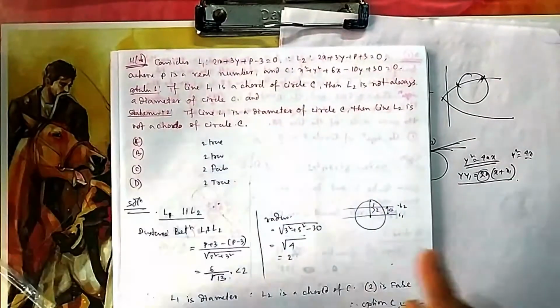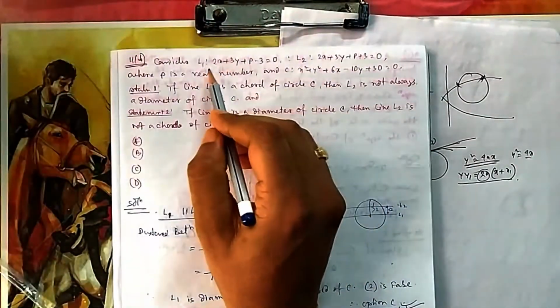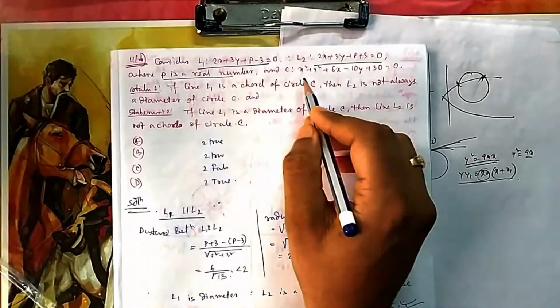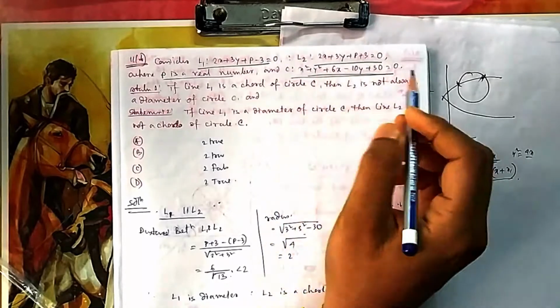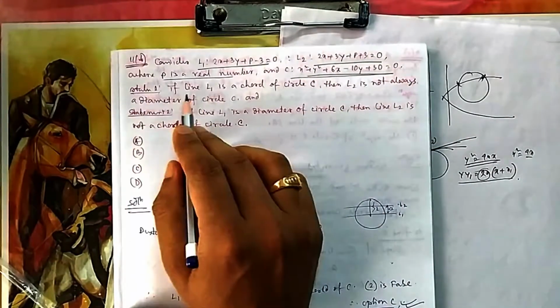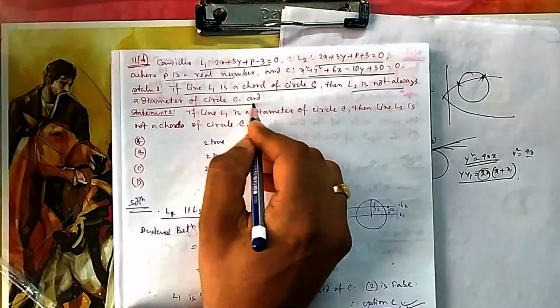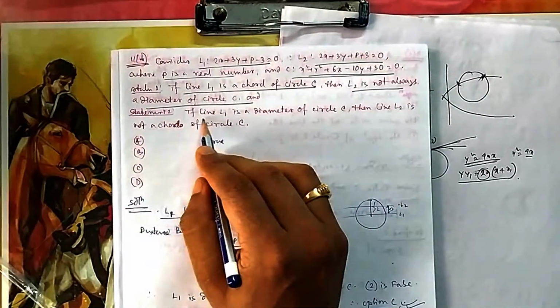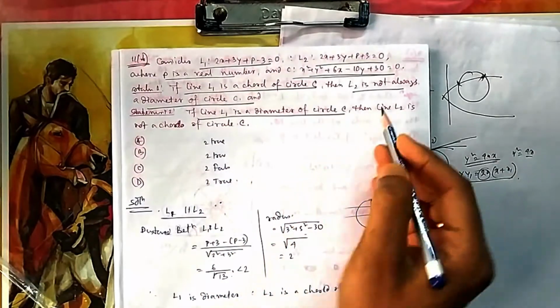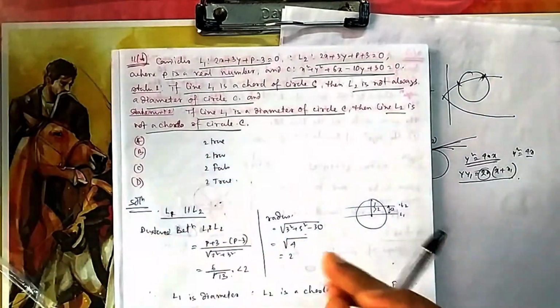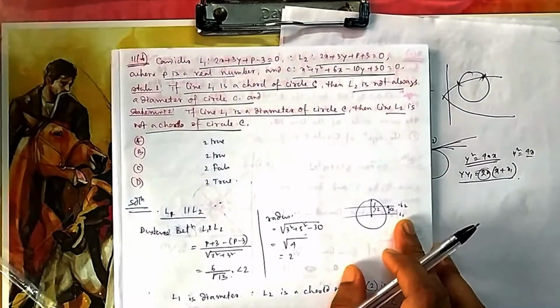From 11b, consider line L1. There is a line L1 and line L2, two lines, where P is a real number and C is a circle. This is the circle given to you. Statement 1: If L1 is a chord of circle C, then L2 is not always a diameter of the circle C. Second, if L1 is a diameter of the circle C, then L2 is not a chord of the circle C. So let us understand this one.